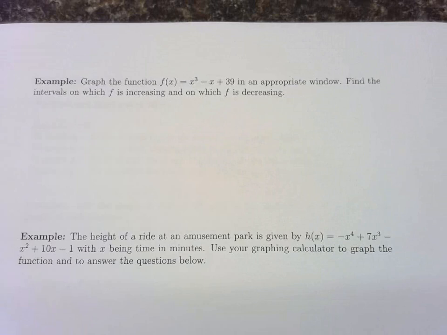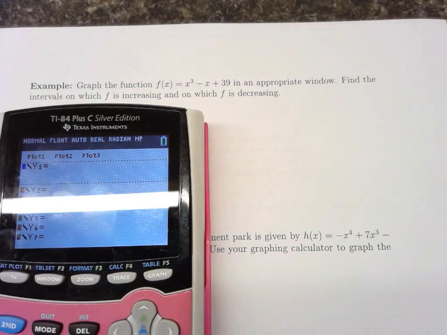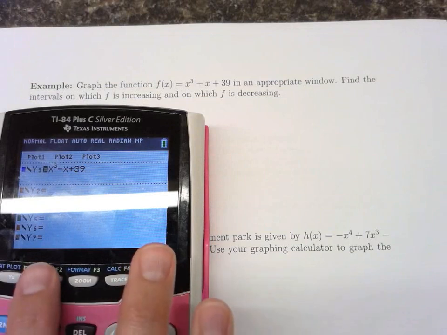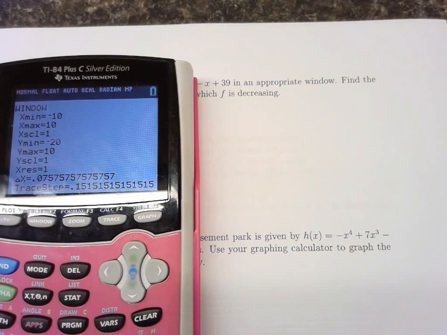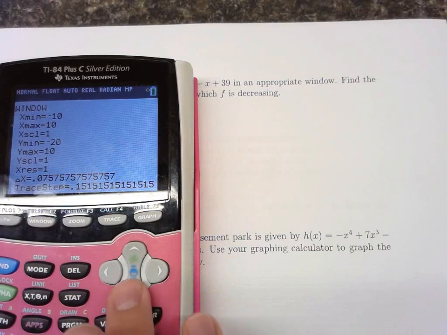Okay, so it says graph the function f of x equals x cubed minus x plus 39 in an appropriate window. Find the intervals on which f is increasing and on which f is decreasing. Alright, so we want to graph this function. So this is x cubed minus x plus 39. We definitely need to change the window. I think we graphed this before, but I'm not positive. I think -10 to 10 will work.